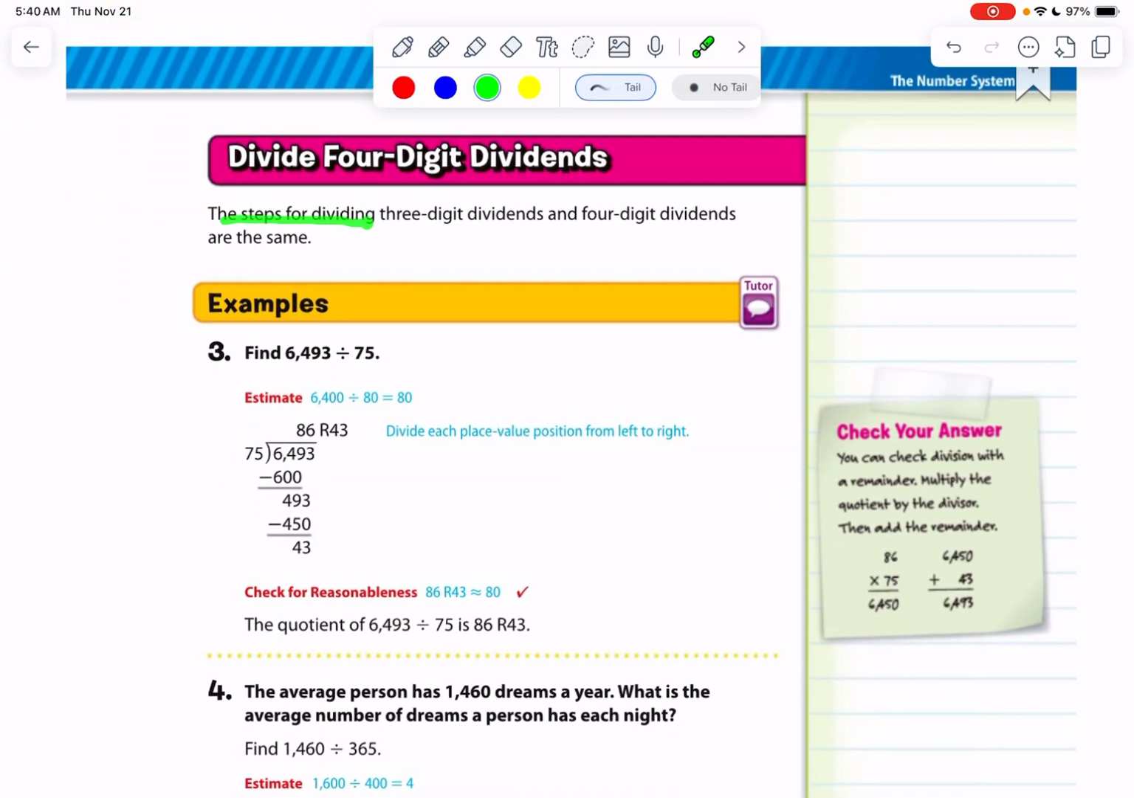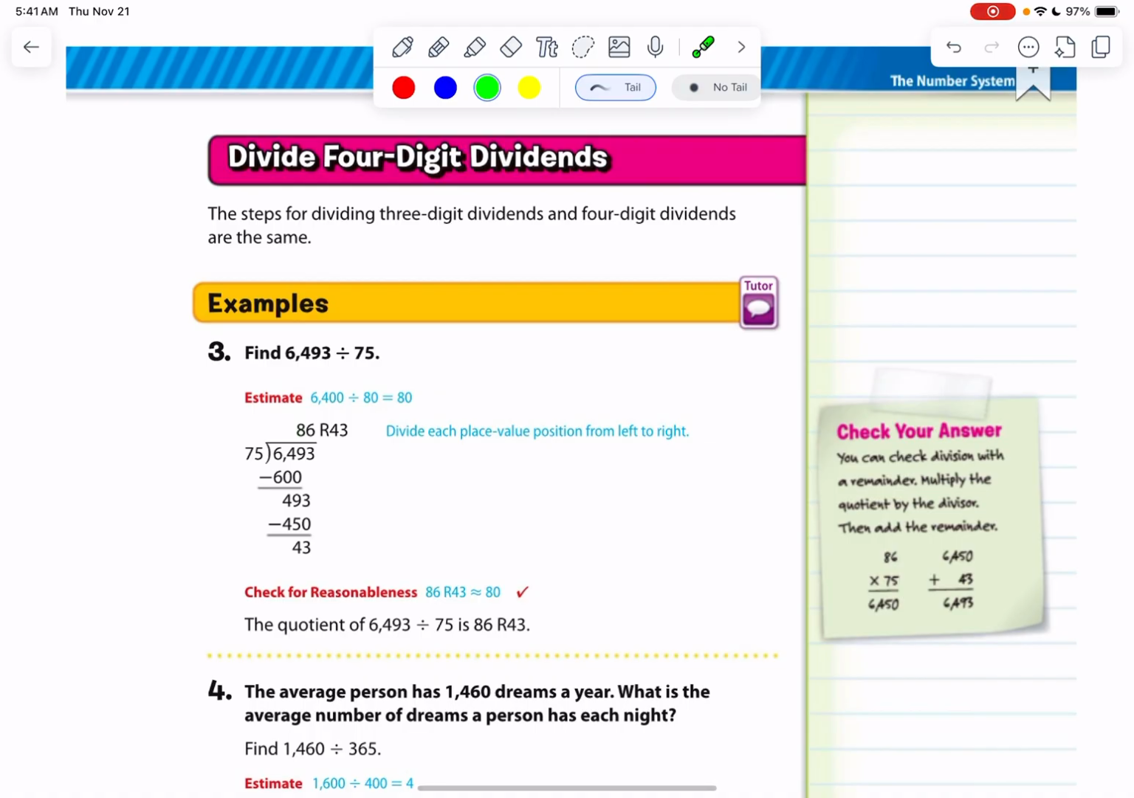The steps for dividing 3-digit dividends and 4-digit dividends are the same. So we're just going 1 digit further is all they're saying. If we look at this, 6,493 divided by 75, we could estimate 75 into 6,000. And then we're just thinking, can I make a group of 75 out of 6? No. Out of 64? No. Out of 649? Yes, and it happened to be 8.